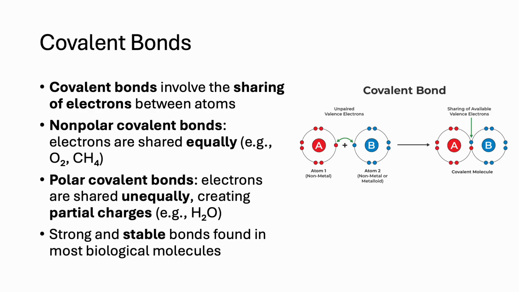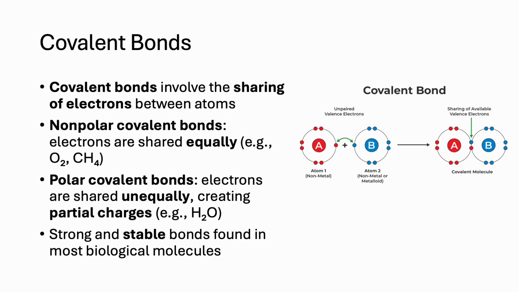Covalent bonds form when atoms share electrons. This type of bond is strong and common in biological systems. In a nonpolar covalent bond, electrons are shared equally. Think of molecules like oxygen gas or methane. In a polar covalent bond, one atom pulls the electrons closer to itself, creating a slight charge on either end. Water is the classic example.